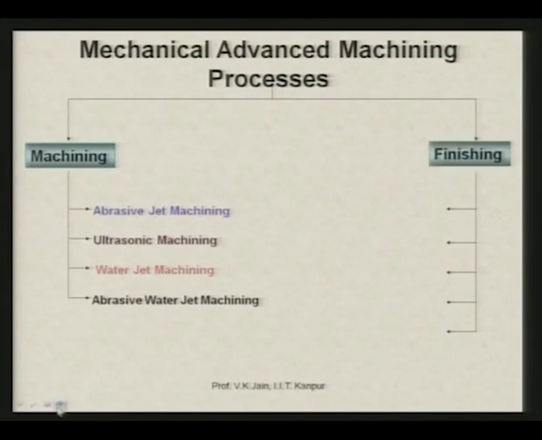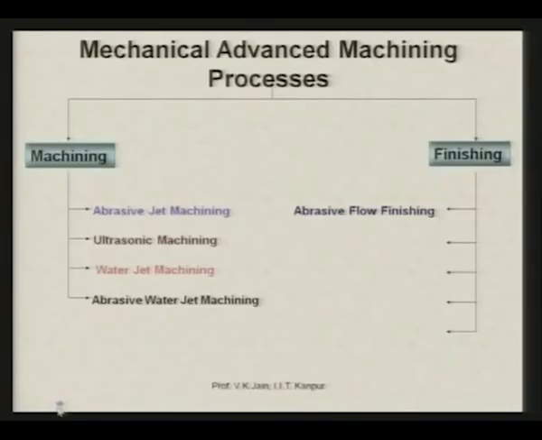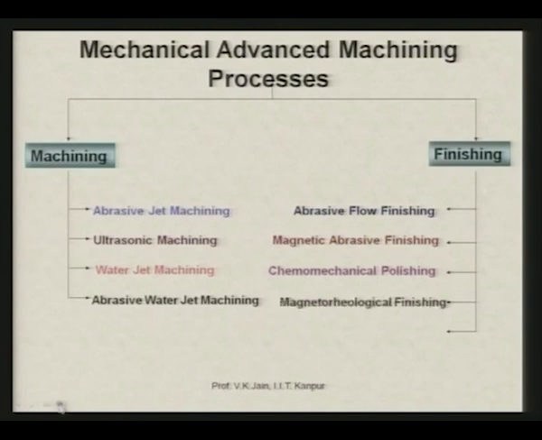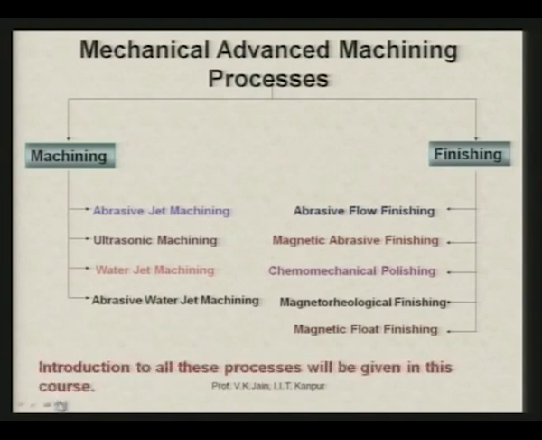Then there are the finishing processes with the help of which we can achieve micro or nano level surface roughness value, that is the Ra value, in these processes. First one is abrasive flow finishing process, also known as abrasive flow machining process. Second one, magnetic abrasive finishing process, chemomechanical polishing, CMP. Next is magnetorheological finishing, also called the MRF process, and magnetic float polishing. We will discuss most of these processes in this particular course. Introduction to all these processes will be given in this course.